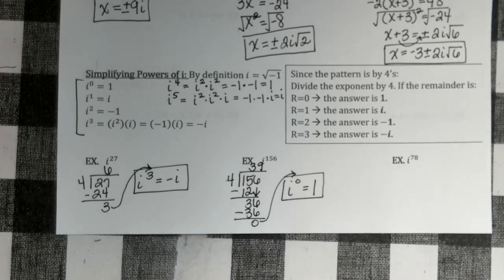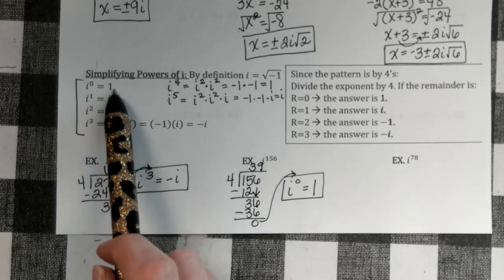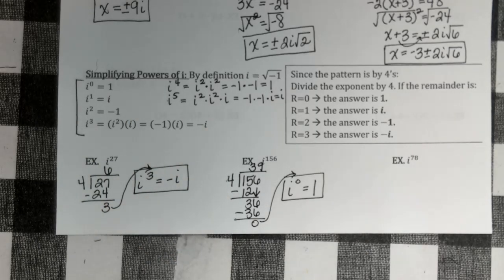So all you are doing, making it easy on yourself, take your exponent, divide it by 4. Your remainder is your new simplified exponent. As long as you have this memorized, you're good. The pattern is very easy. You've got 1, i, and then you make them negative.